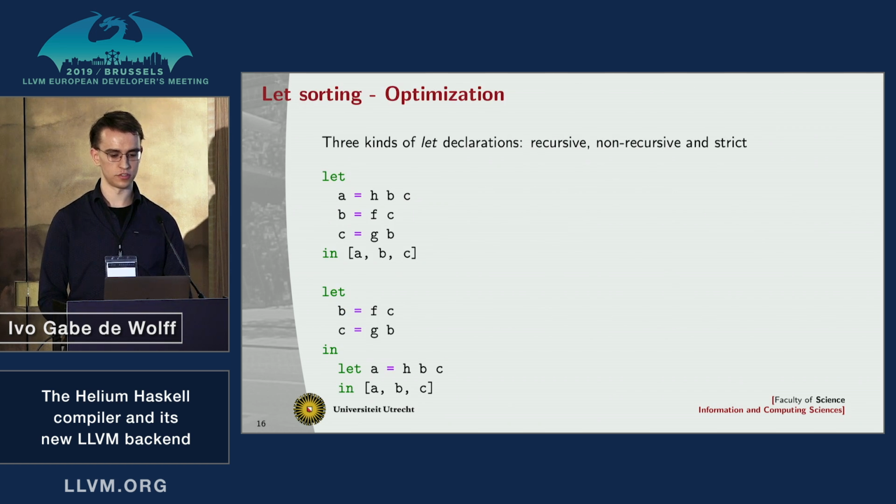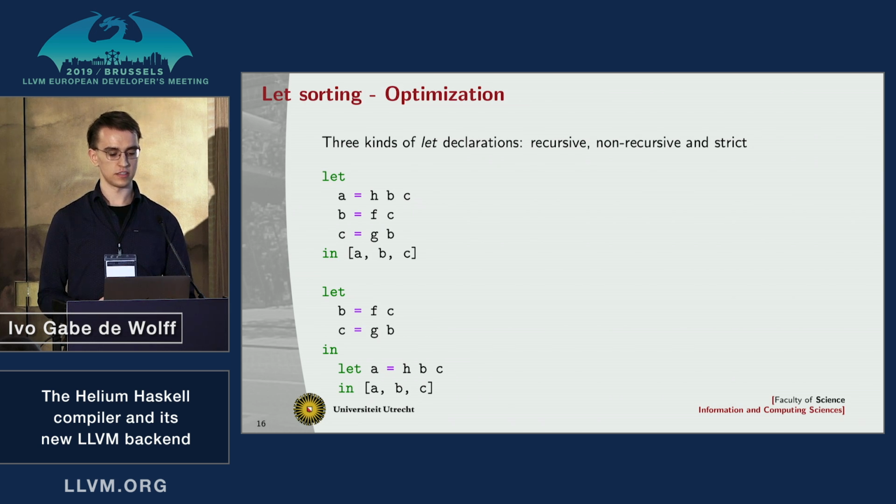The next pass is let sorting, which is a pass which we do for optimization. So in the compiler we have 3 kinds of let declarations. The first kind is a recursive let declaration, which means that the declarations on the right hand side may use the variables which are declared on the left hand side. You can see here that the declaration for variable b actually uses variable c, which is declared in the same block. Furthermore, c uses variable b. So there's actually some kind of cyclic dependency. And because of laziness, this may work, depending, of course, on the definitions of f and g.